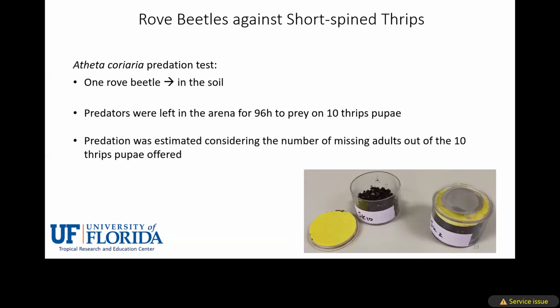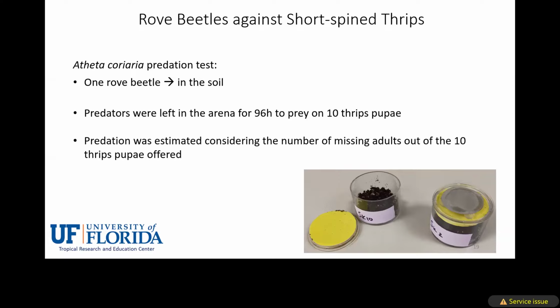And then what happened was that the thrips larva is gonna move to the soil to pupate. And therefore, the predators were added a few days later, when we saw that there were no larvae on the leaf disc, which means that the larvae migrated to the soil. We removed the leaf disc and then we placed the rove beetle. And we placed only one rove beetle per pot.